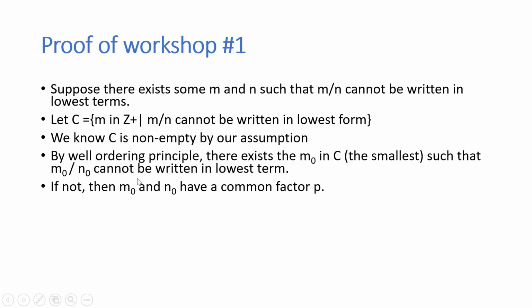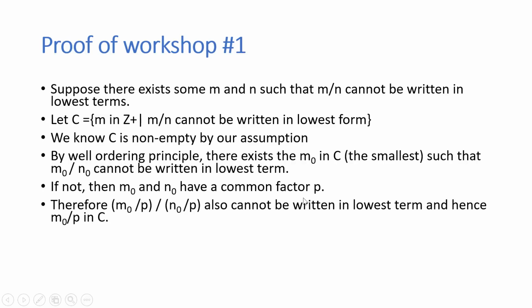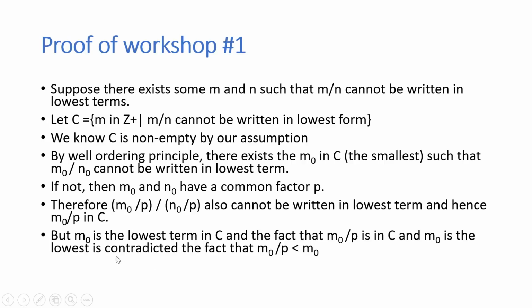If this cannot be written in lowest form, that means they still have a common factor. Let's call that p. Now we look at the ratio m naught over p divided by n naught over p. Therefore, this also cannot be written in lowest terms. Hence, we prove that m naught over p is in C. But m naught is the lowest term in C. The fact that m naught over p is in C and m naught is the least element contradicts the fact that m naught over p is less than m naught.